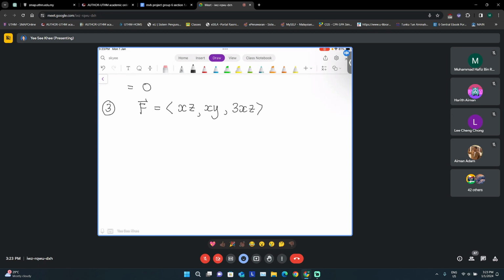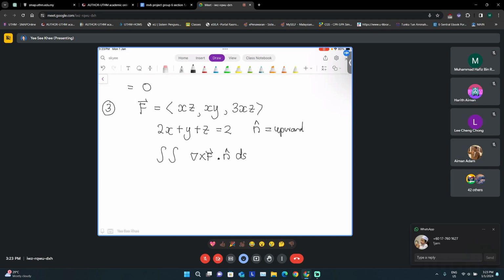So the information given: you have a plane, 2x plus y plus z equals 2, and this is upward. So using the Stokes theorem, Stokes theorem is this one.